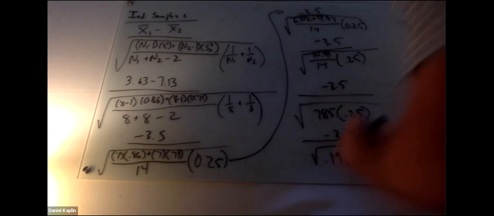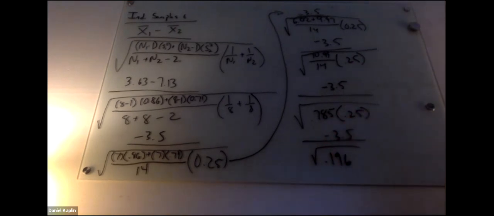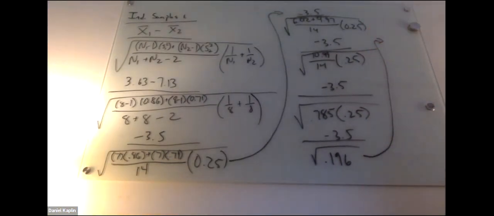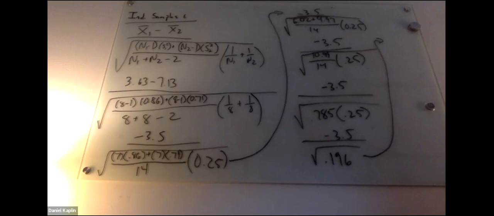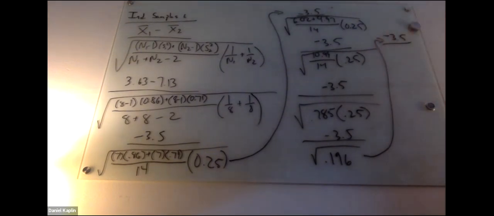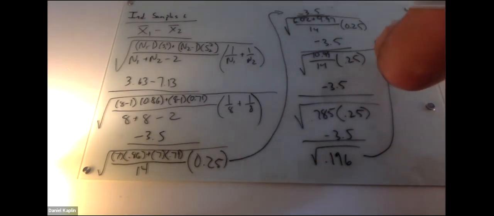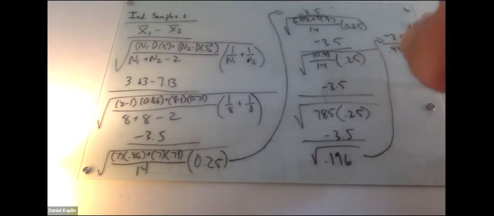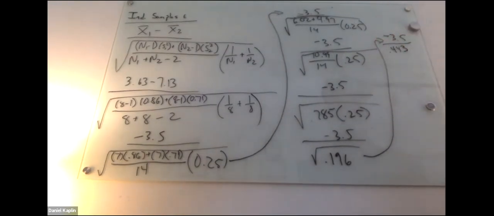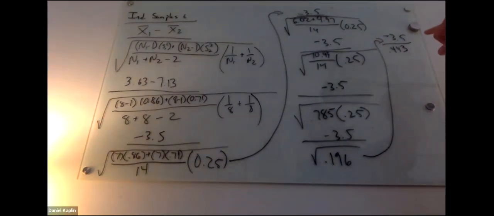0.196, right? So now we can actually, again, we're still carrying our work. I'm going to not bring it as high. So now we do the square root of 0.196, take the square root, and we get the following: minus 3.5 over 0.442. The next number is 7, so why don't we round that up to 0.443? Okay, so here we have, this is our actual t-value.